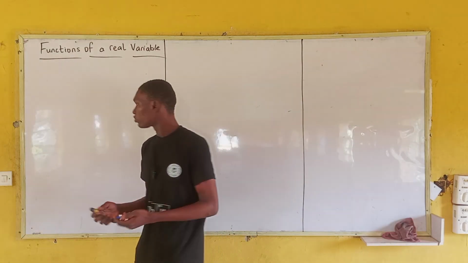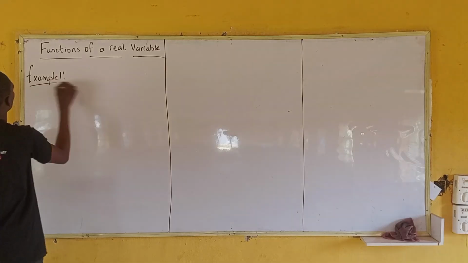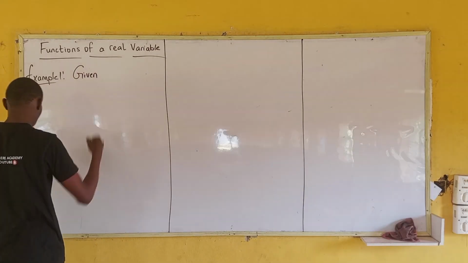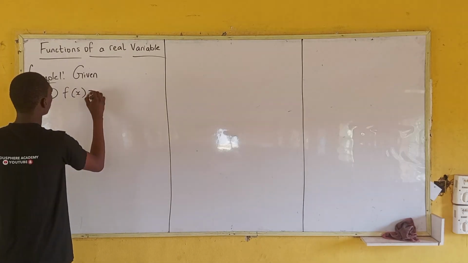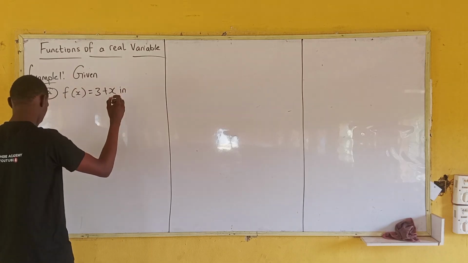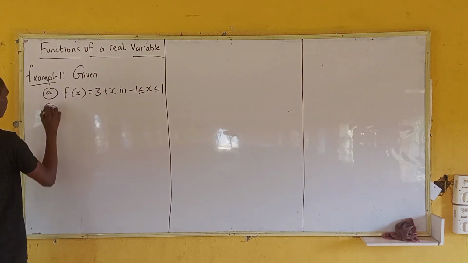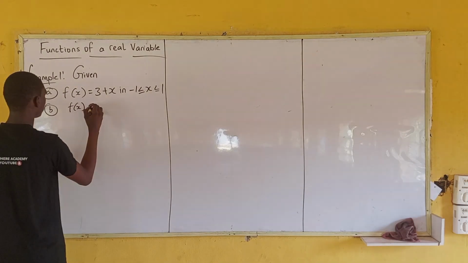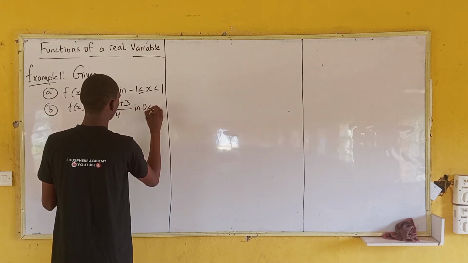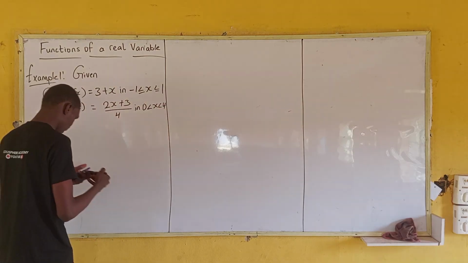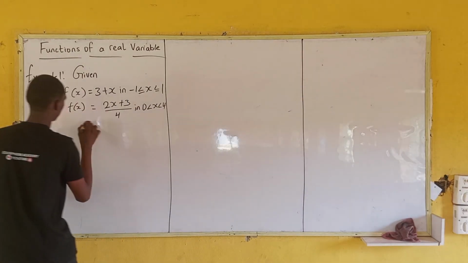Alright, so let's take examples. Example one. Given a, f of x is equal to 3 plus x in minus 1 less than or equal to x less than or equal to 1. And b, f of x is equal to 2x plus 3 over 4 in 0 less than x less than 4. So given this type of question, what do you do? Solution.